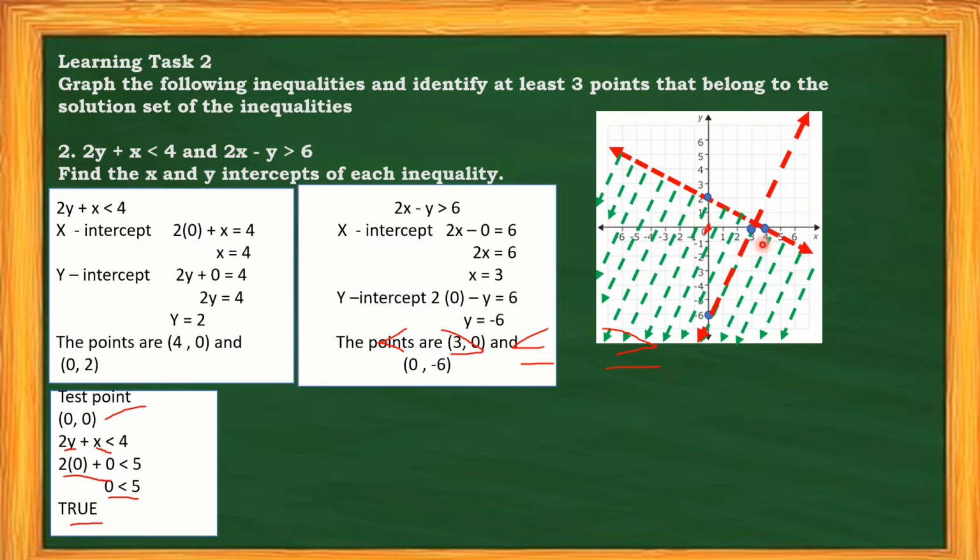Then, alamin natin ngayon kung saan ang shaded region. Kung sa kanyang taas o sa kanyang baba. Okay, so let us use the test point 0, 0 again. Okay, so laging 0, 0.